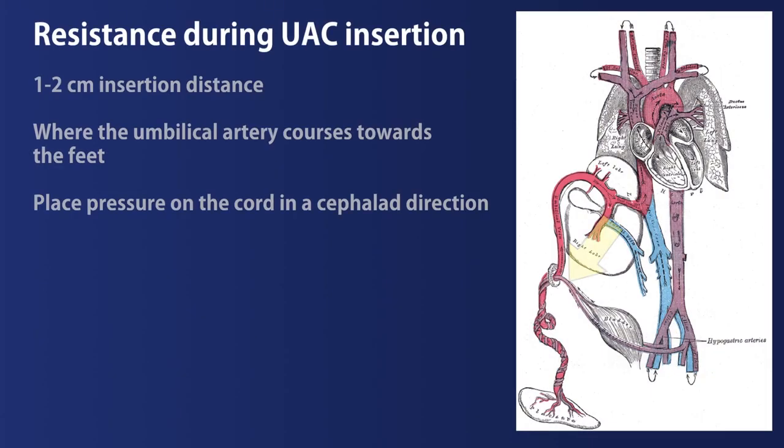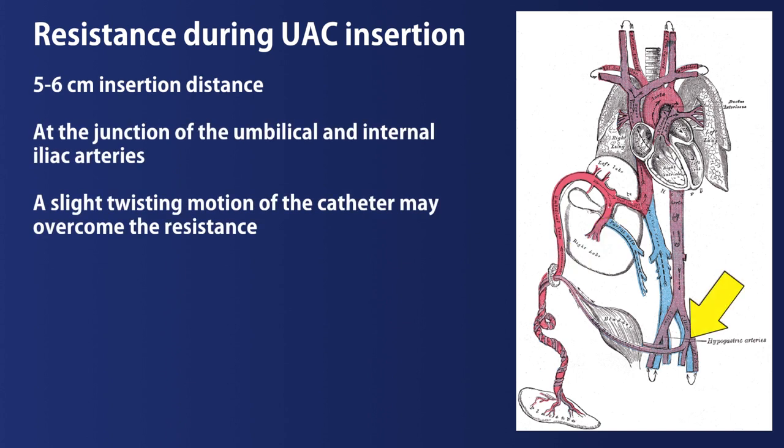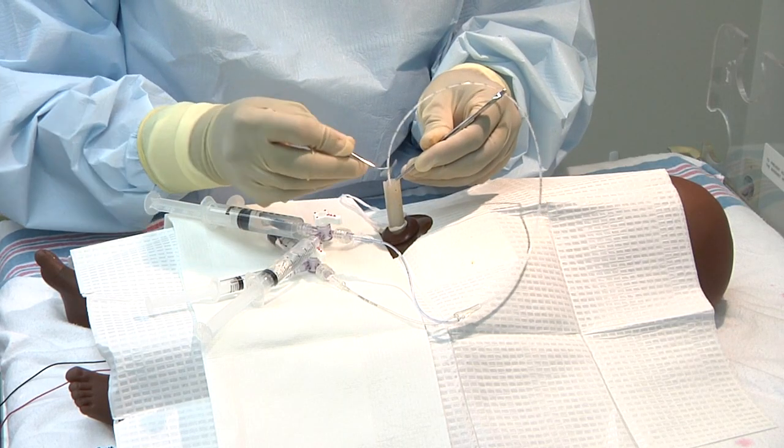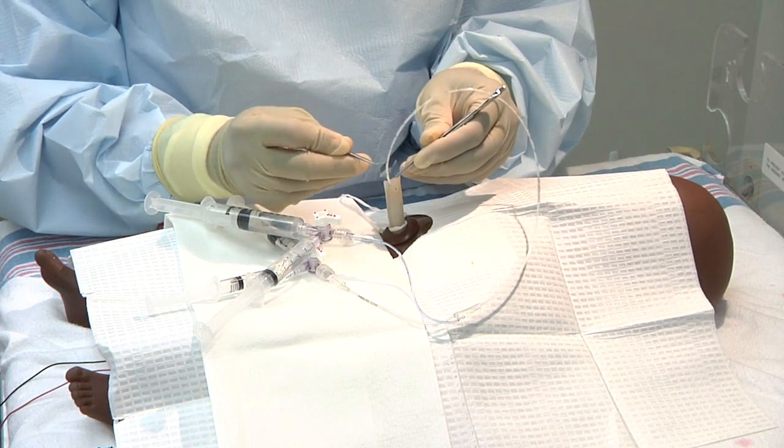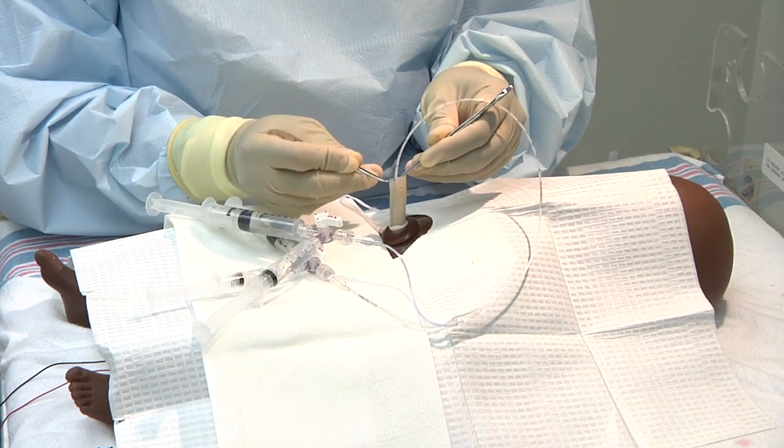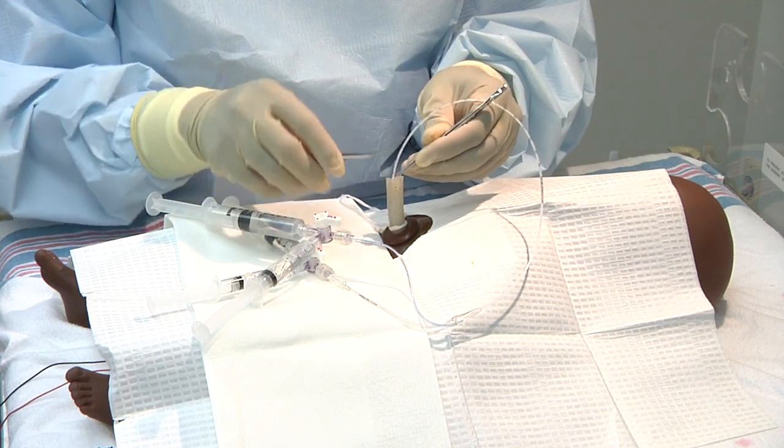The umbilical artery first courses towards the feet. Therefore, initially, tension should be placed on the cord in a cephalad direction in order to pass the line inferiorly. Greater resistance will be felt when the umbilical artery meets the internal iliac artery at 5 to 6 centimeters. Applying a gentle twisting motion may allow you to overcome this resistance. 2 insertion depths for UAC placement are generally accepted. Neither has been proven to be superior, and practices may vary by institution.